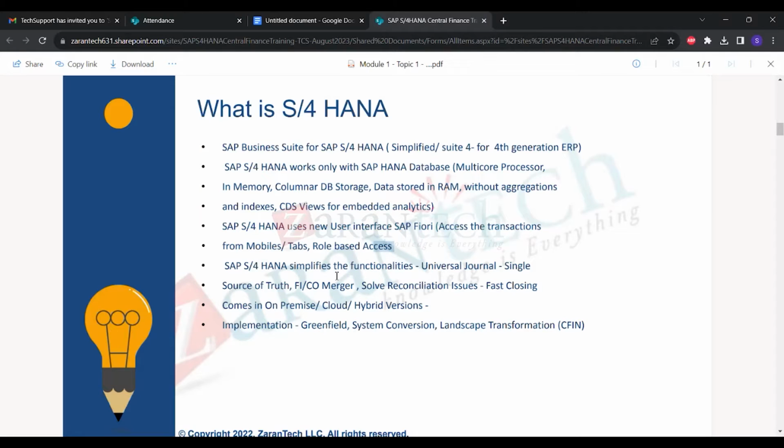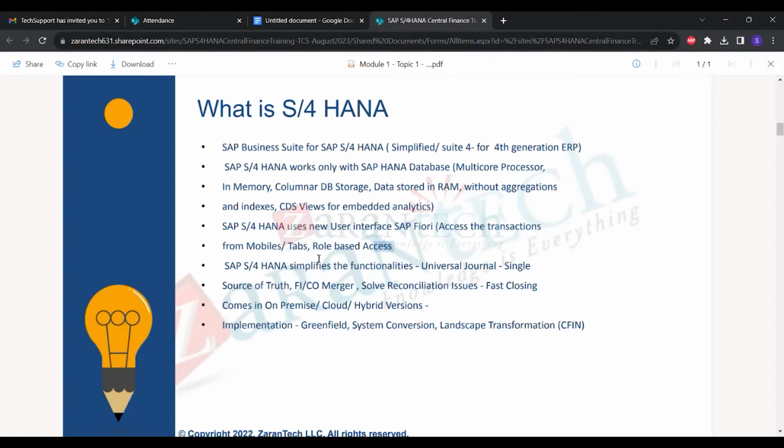Again, it simplifies the functionalities. If you go back to S4HANA and compare it with ECC, a lot of functionalities were improved, especially the introduction of the universal journal like ACDOCA, ACDOCP. So it reduced a lot of reconciliation effort. Earlier, CO to FI reconciliation was taking a lot of time, but now we have all the data reconciled in real time whenever any entry is posted.